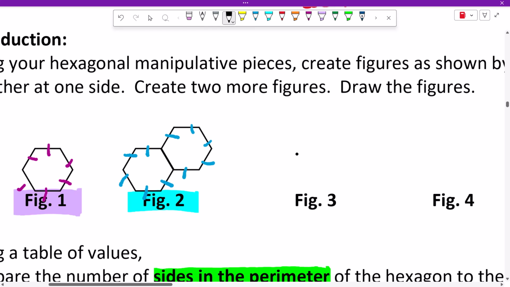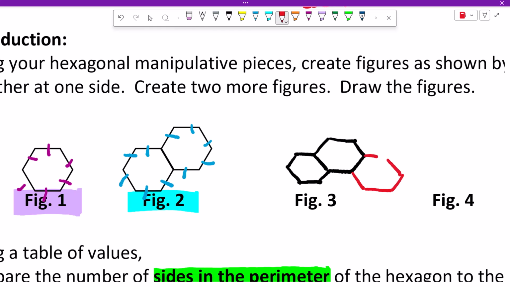So if we draw the original one like this, and so we start off with figure 2. It's going to look something like this, right? Then we add on another hexagon. We can add it onto the top or we can add it onto the bottom here. It doesn't really matter, but we'll add one on. I'll go like this. 1, 2, 3, 4, 5. Okay. So figure 3 should sort of look like that, right?